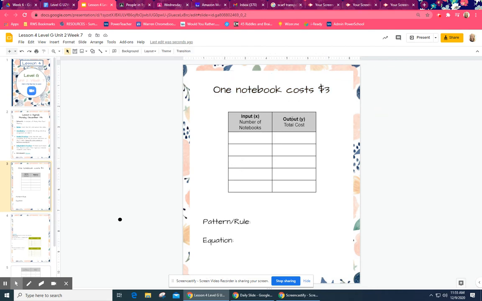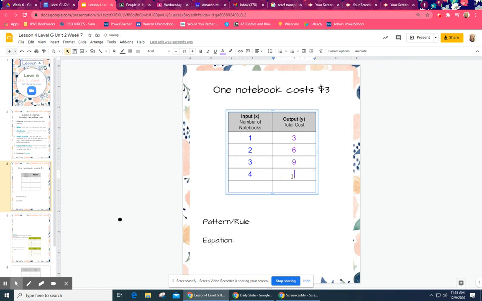So we've got an input and an output. My title for the input is number of notebooks. My title for output is total cost. So again, it tells us one notebook costs $3. And then I'm just going to keep going with it. That means 2 notebooks cost $6. 3 notebooks would cost $9. 4 notebooks would cost $12. And 5 notebooks would cost $15.